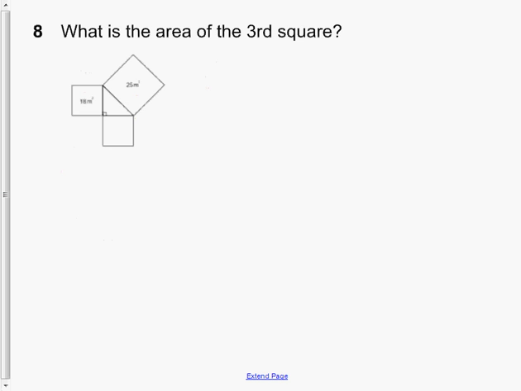Question 8, what's the area of the third square? Leg, so therefore the area of this square plus the area of this square equals the area of this square. So a good estimation would be, the actual area of that square would be 7 meters squared.